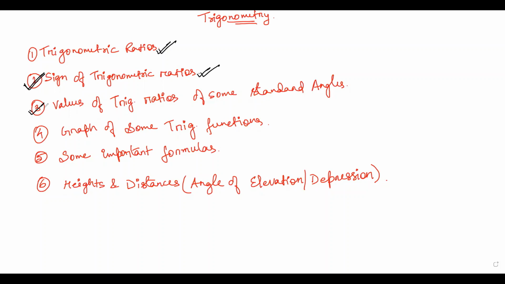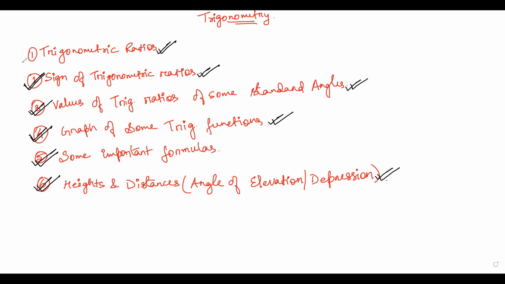Post that, we'll be seeing the values of these trigonometric ratios for some standard angles, like sine 30 is 1 by 2, sine 60 is root 3 by 2, and so on. We'd also be seeing the graph of some trigonometric functions like sine theta, cos theta, and tan theta. Post that, we'd be seeing some important trigonometric identities and some advanced formulas. And finally, we'd be seeing heights and distances, where we'd be covering what are angle of elevation and angle of depression, and we'd also be doing some questions based on these concepts.